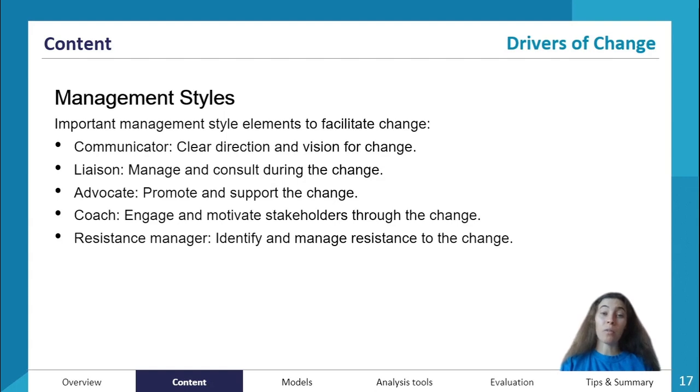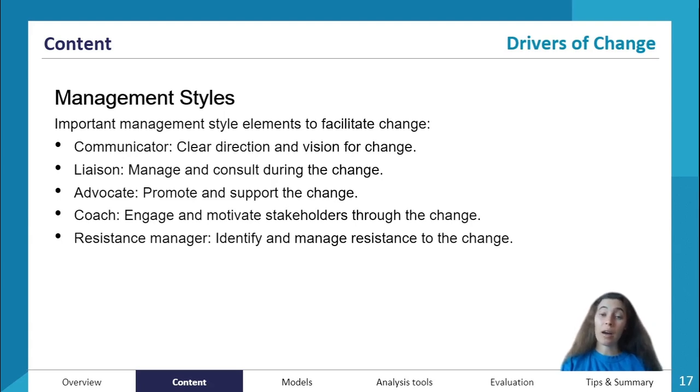Liaising with different people. So you need to be able to manage and consult with people during the change. Advocate. So showing why the change is necessary, and being, I guess, persuasive in that way. Coaching. So engaging and motivating stakeholders through the change. And part of that as well is being just a good resistance manager.